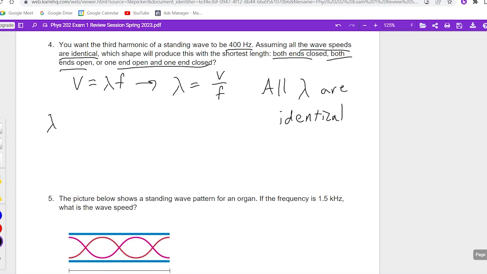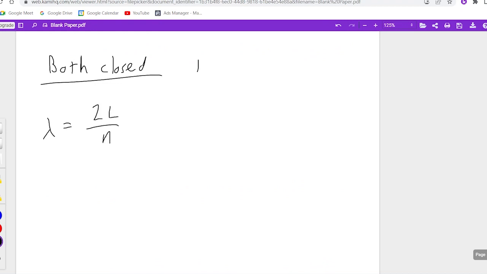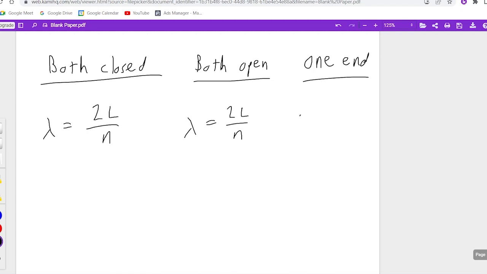And why is that important? Because not all of the wavelength equations have the same form. Here's what I mean. Remember that for both ends closed, the equation is lambda equals 2L over n. For both ends open, the equation is the same, lambda equals 2L over n. And then for one end closed, one end open, that was 4L over n. So we know the answer can't be the same for all 3. It's either both ends closed and both ends open because those are identical, or it's one end open, one end closed.